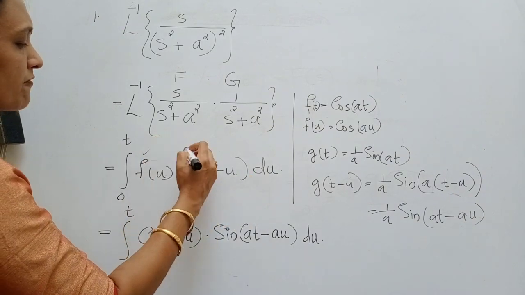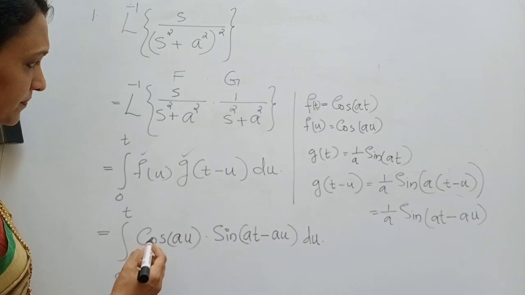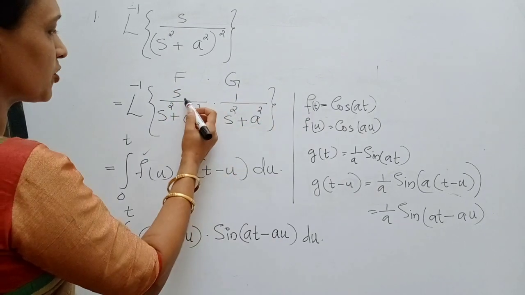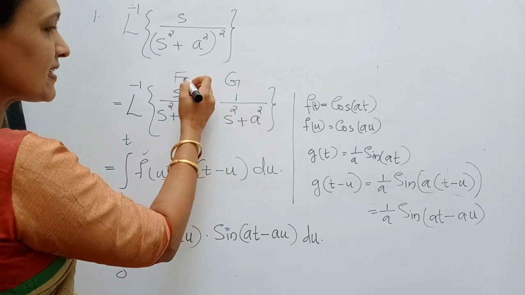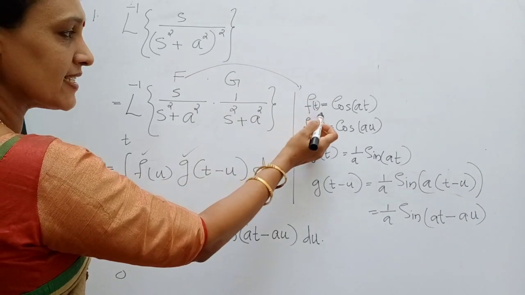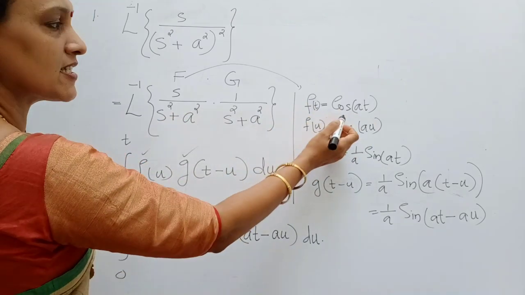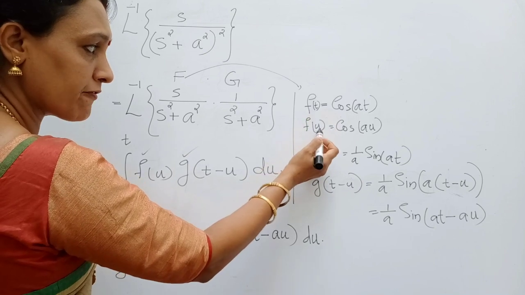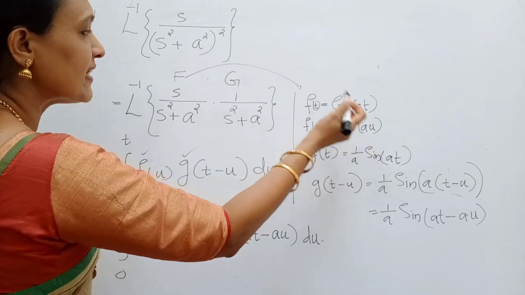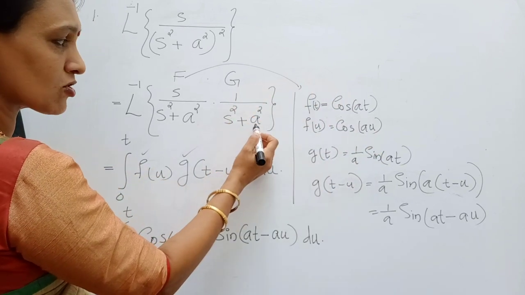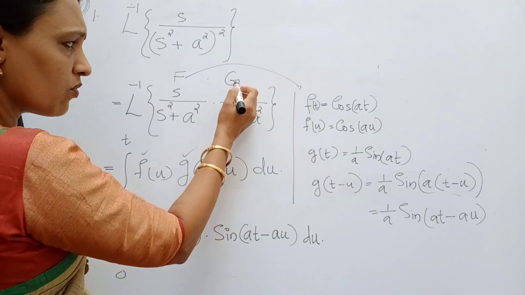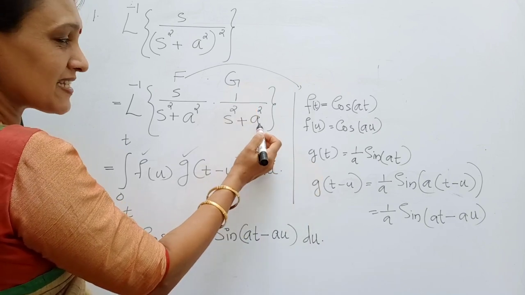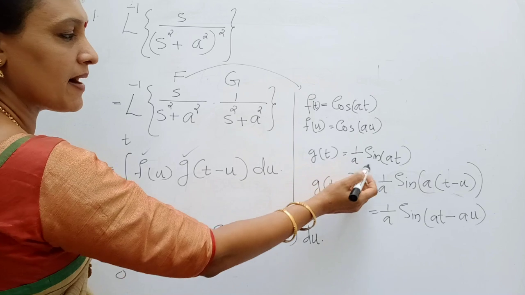So now our aim is to find the small f and small g. From the given problem, capital F is equal to s by s square plus a square. From capital F, small f of t is cos a t. It is just the inverse. Therefore, f of u, you replace t by u, is cos a u. Then capital G is 1 by s square plus a square. From capital G, small g is the inverse of this, which is 1 by a sin a t.